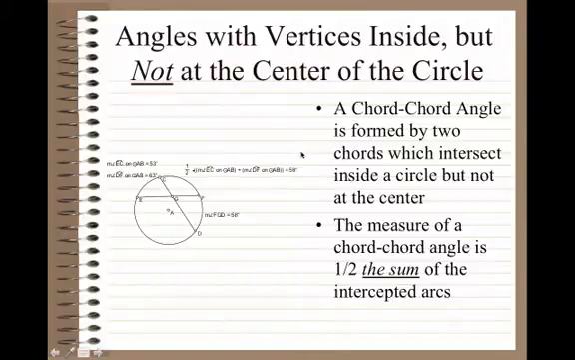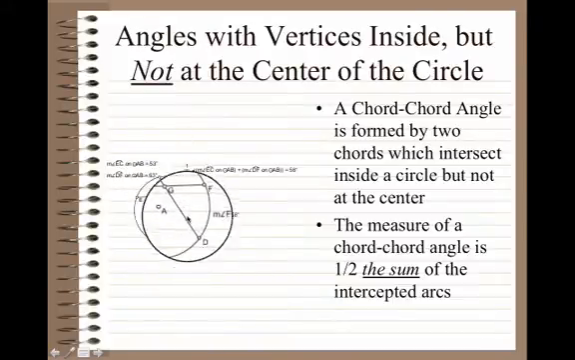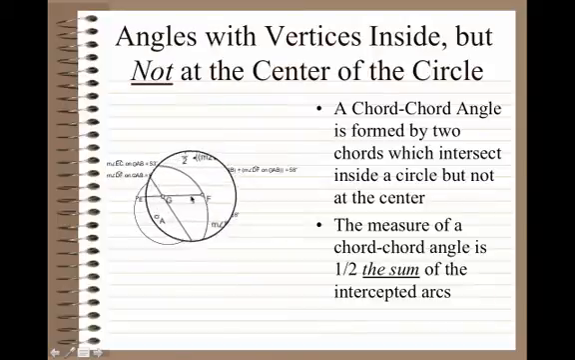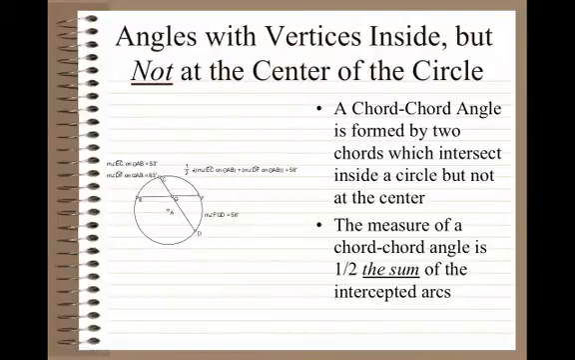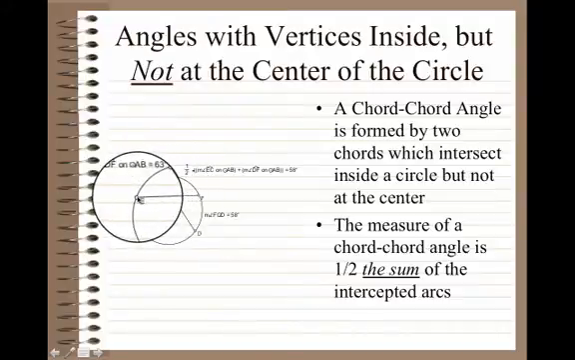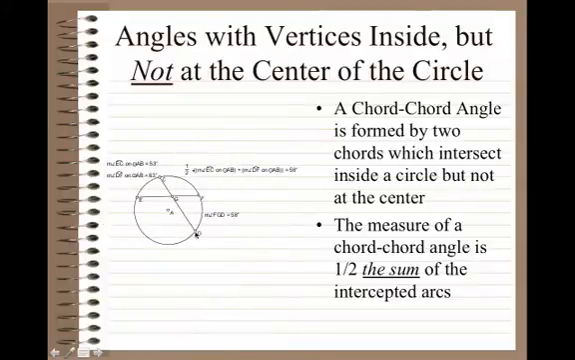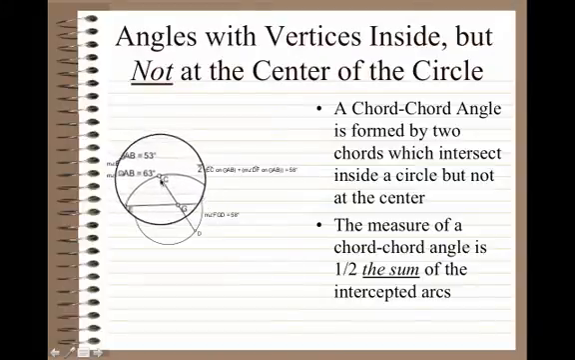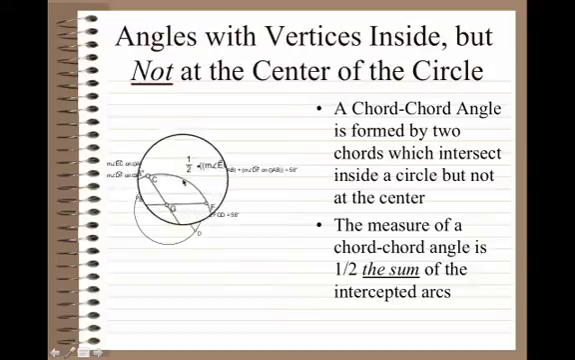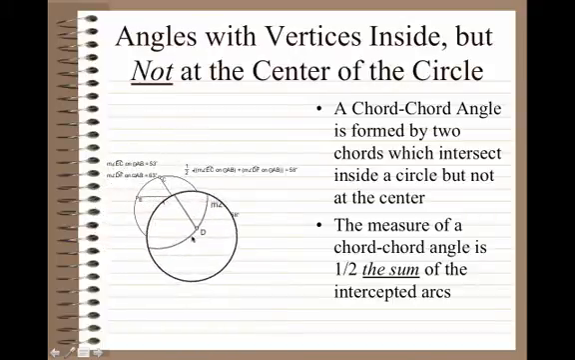There are also angles that are inside the circle but not at the center, and those are called chord angles. As you can see, chord CD intersects chord EF at point G. The formula for finding the measure of a chord angle is 1/2 the sum of the intercepted arcs. So the measure of angle CGE would be 1/2 of arc CE plus arc FD. To find the measure of angle CGF, it would be 1/2 of arc CF plus the measure of arc ED.